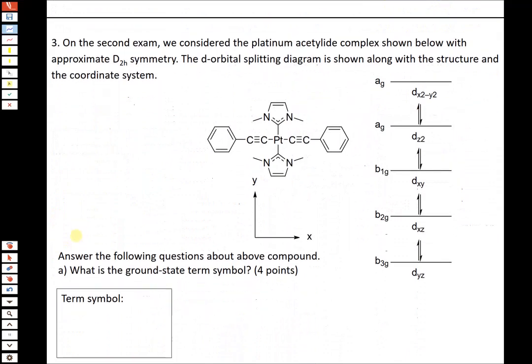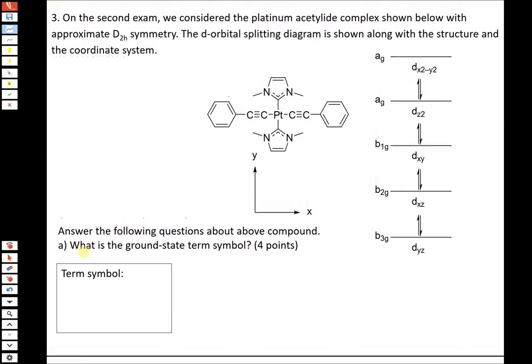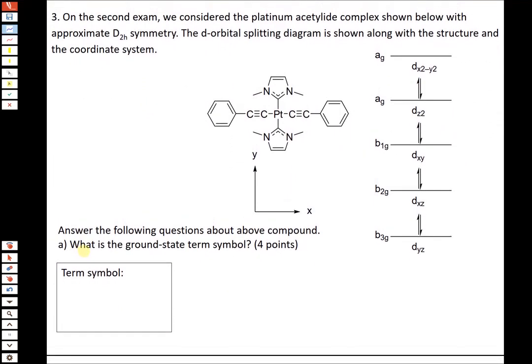Alright, the next problems deal with this platinum acetylide compound that we introduced on the second exam, and there were a number of problems on this one that a lot of you had trouble with. So we brought it back on the final exam, but slightly different mode of questioning, different things we were asking about. So I gave you the structure with coordinates embedded, and also gave you an approximate d orbital splitting diagram for this.